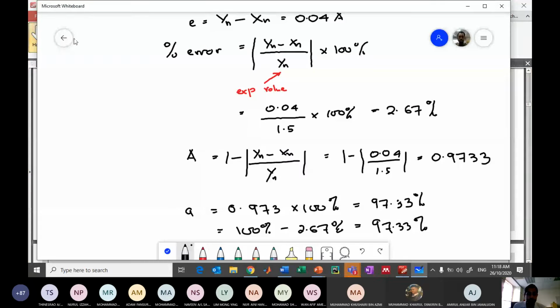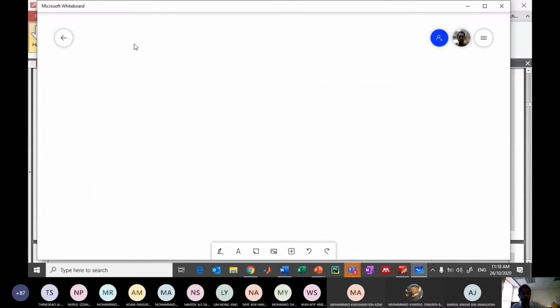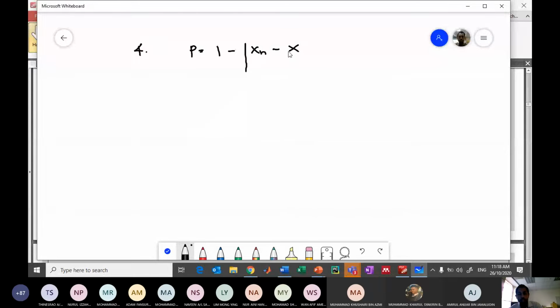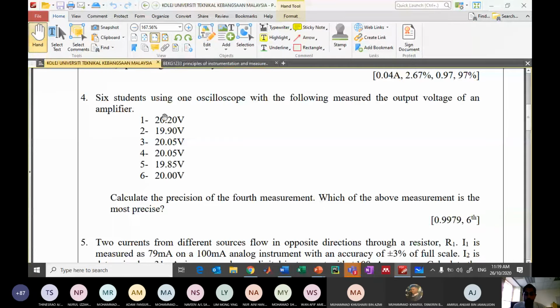Okay, so question number 4. We have the precision equals to 1 minus the modulus of xn minus xn with a bar on top, divided by xn with a bar. Okay, so these are average values from the whole reading measurement. So what you need to do is find the average from these 6 measurements. So if you add them together using a calculator, you are going to get the total reading is going to be 120.05.